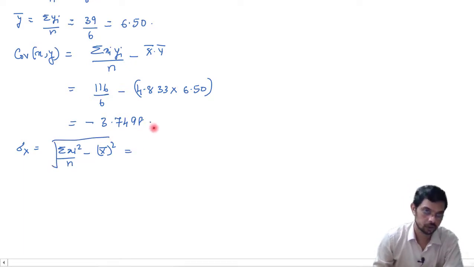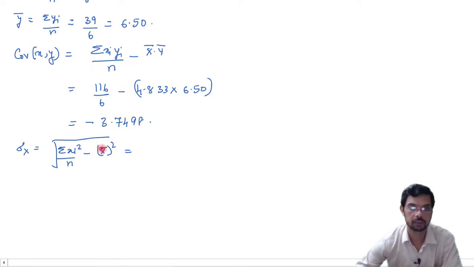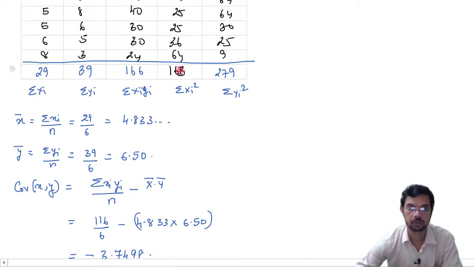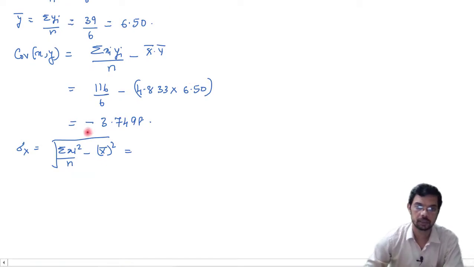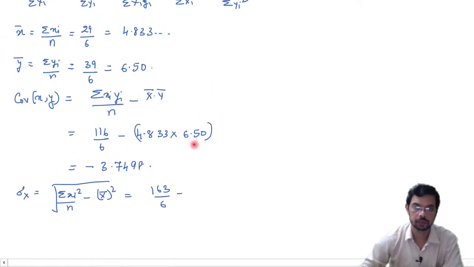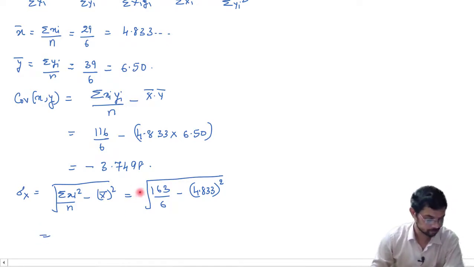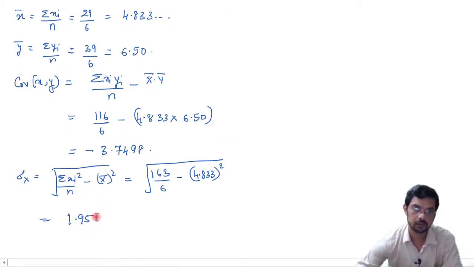Okay, so that will be equal to, you put all the values, sigma xi square. What is sigma xi square? Sigma xi square is equal to 163. So 163 divided by 6 minus, what is x bar? X bar is equal to 4.833, the whole square, the whole root. Okay, once we calculate that, what we get is 1.95. Okay, the same way we shall calculate sigma y.